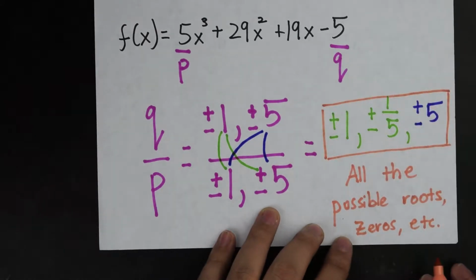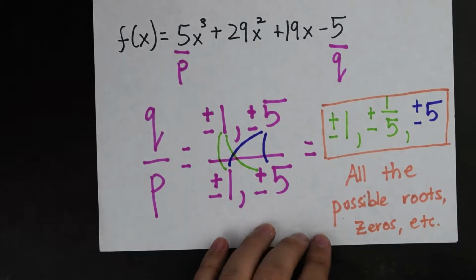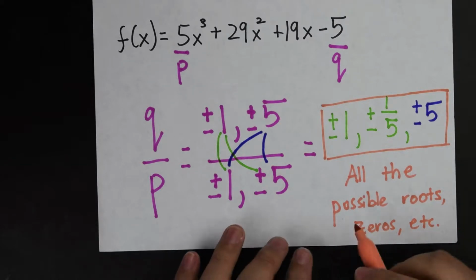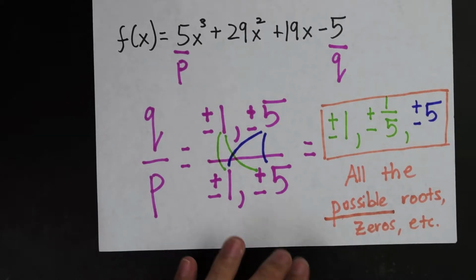But there's a key word in here that I must emphasize when you are doing this problem, and it's the word possible. When I say possible, that means that these are all possibilities of zeros or roots for this equation. It doesn't mean that these are the actual roots that will exist.